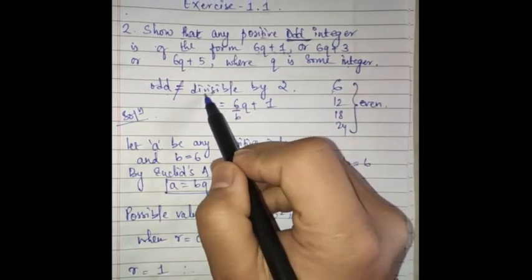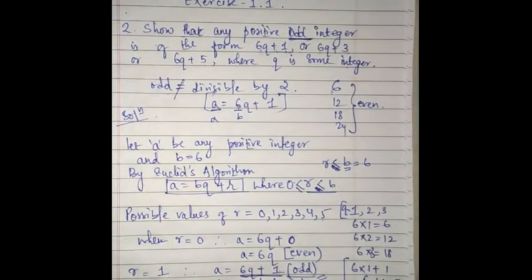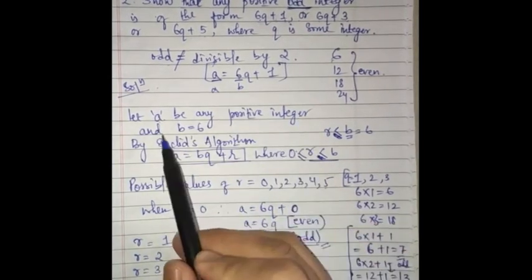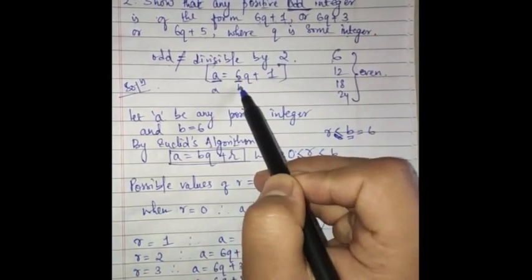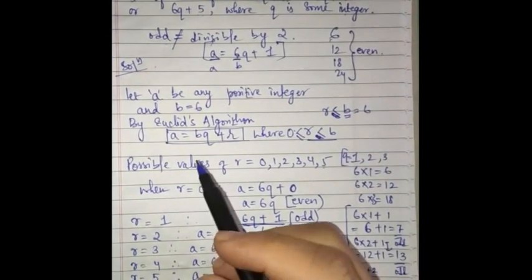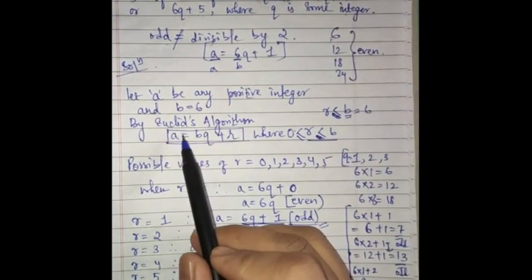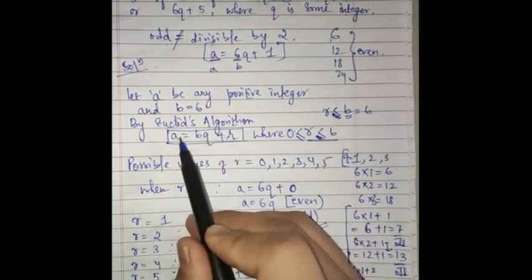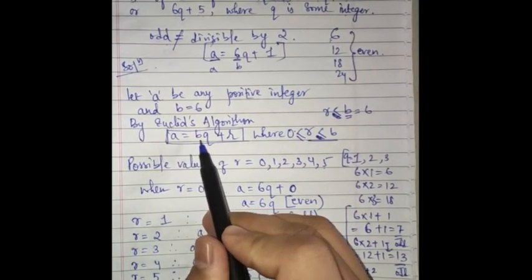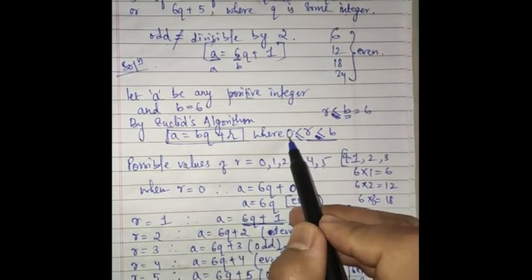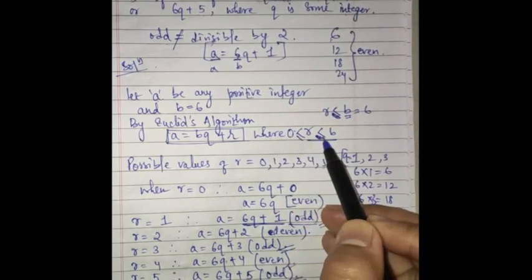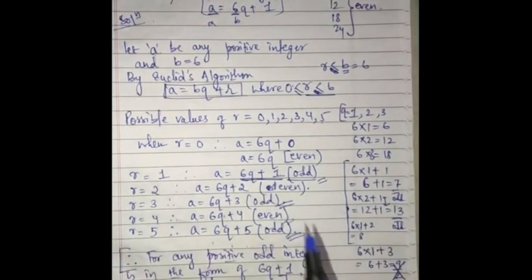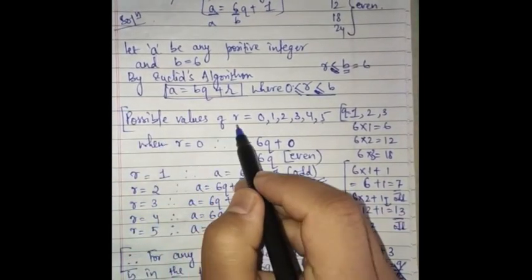So using the concept of Euclid division algorithm, what I have done is, let a be any positive integer and b is equal to 6. Using Euclid division algorithm, when you have two positive integers, there exist unique integers q and r which satisfy the condition a equals bq plus r, where r should be greater than or equal to 0, but less than b, isn't it?